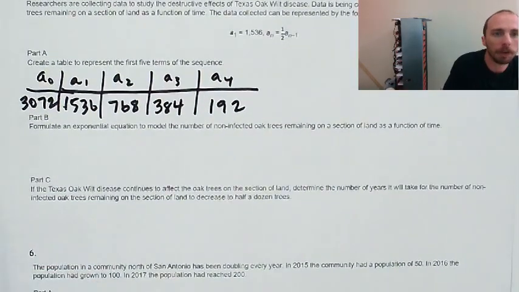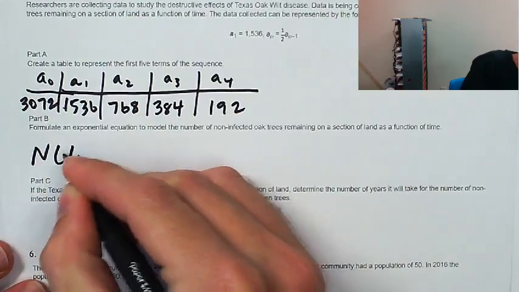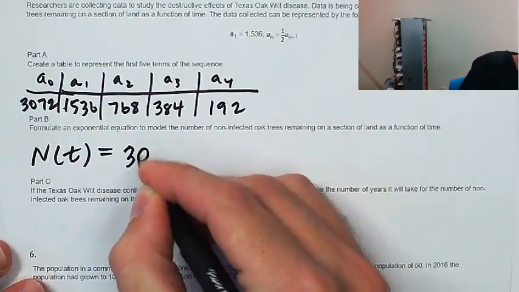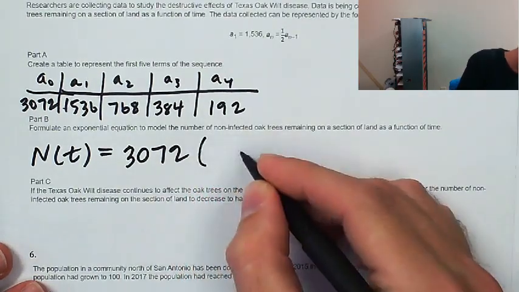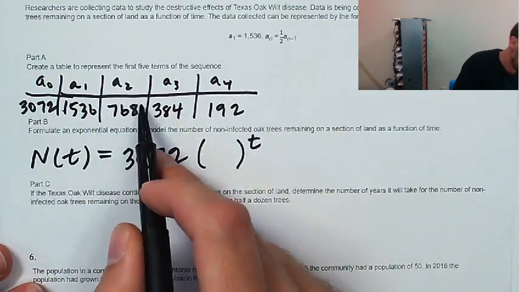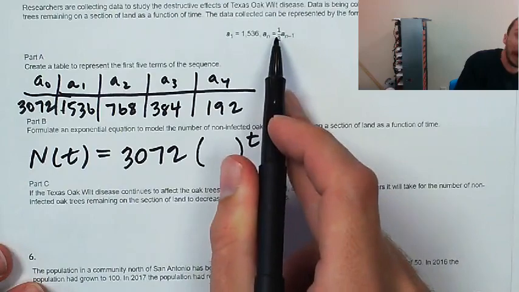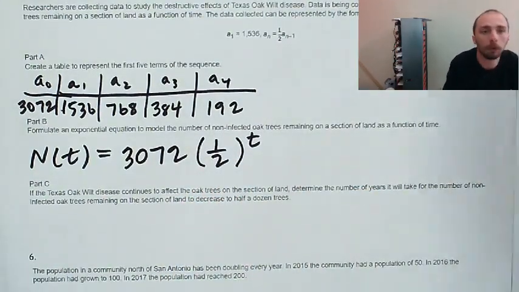Formulate an exponential equation to model the number of non-infected oak trees remaining on this section of land as a function of time. Okay, well, N of t is going to be some starting value, which I'm going to call 3,072, times some multiplier to the t. Well, each time I'm multiplying by a half, so that multiplier will be 1/2. That'll be an exponential equation.